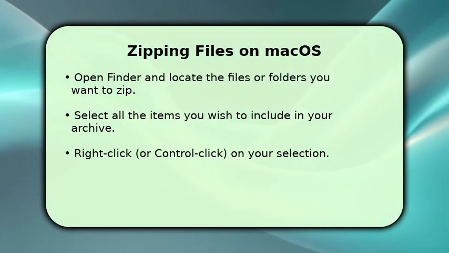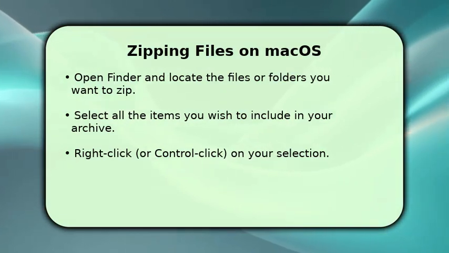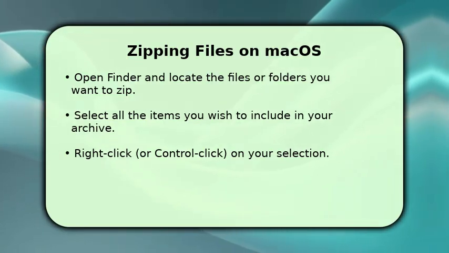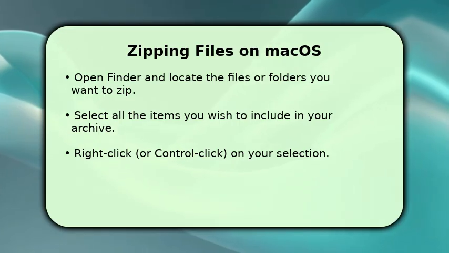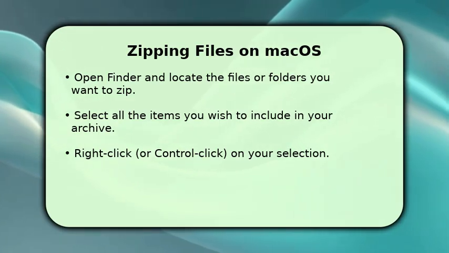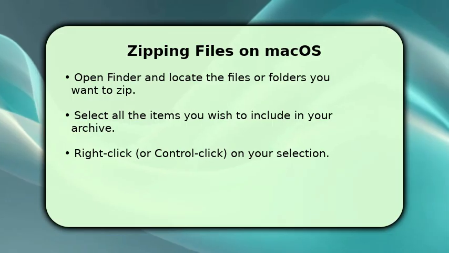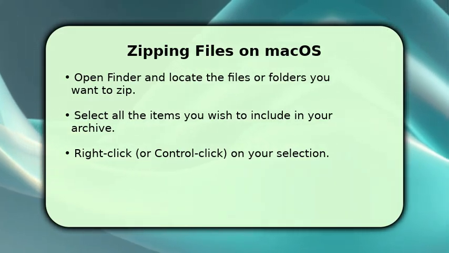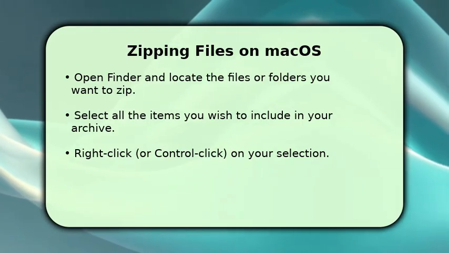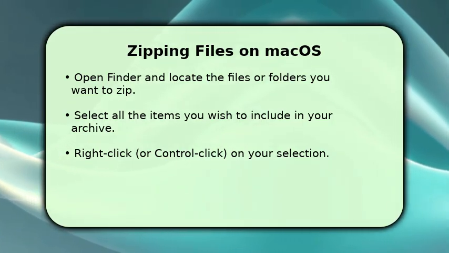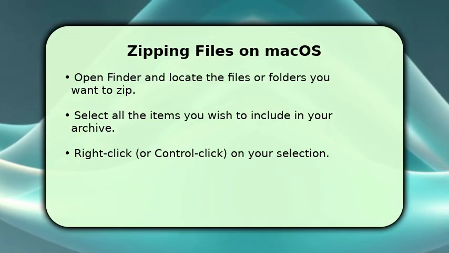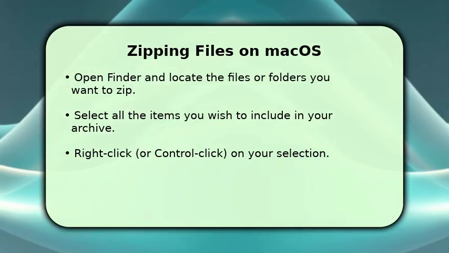Mac users will find zipping files equally simple. Begin by opening Finder and locating the files or folders you intend to compress. Select your desired items. Then, right-click or control-click on any of the highlighted items. A contextual menu will appear. From this menu, simply choose the Compress Items option. Mac OS will then create a new zip archive, usually named Archive.zip, in the same folder, making your files compact and ready for sharing.